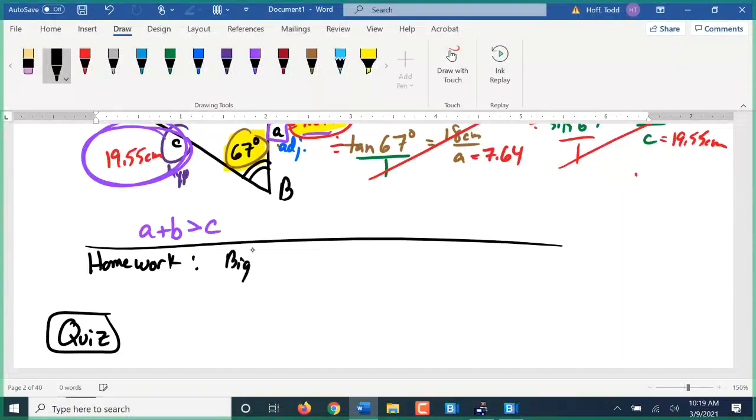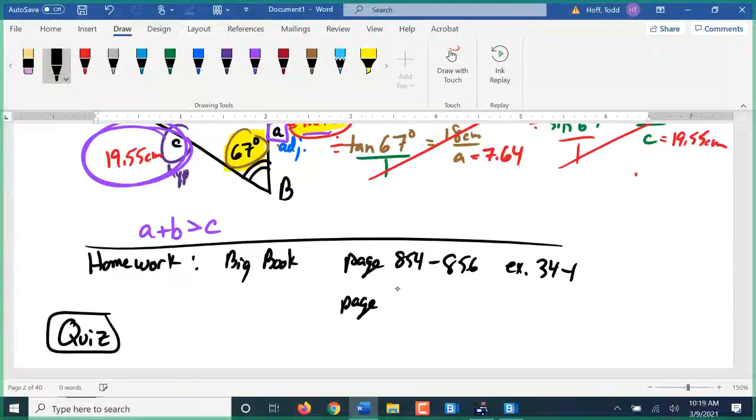Again, out of the big book, it'll be page 854 through 856, Exercise 34-1, the odds. And page 857. There's no through. And that'll be Exercise 34-2.